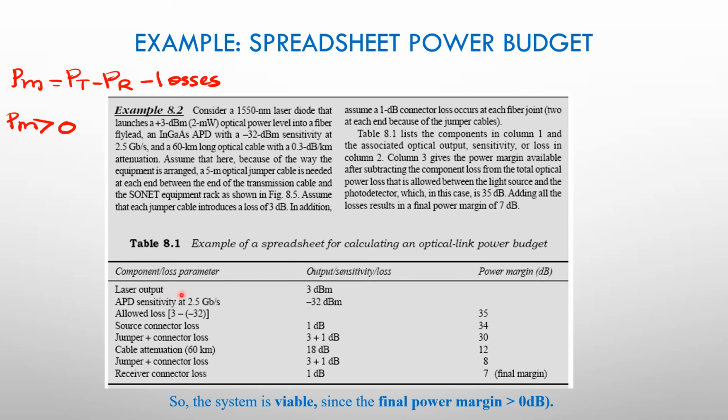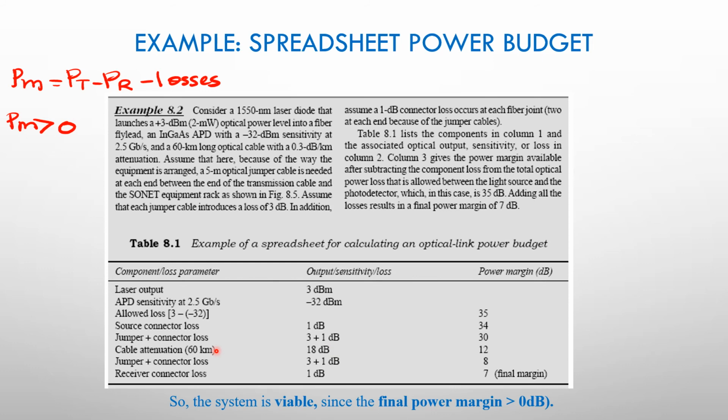So these are our components, and this is our power. Our laser, our 1550 nanometer laser, has a power transmit of 3 dBm. Our receiver sensitivity is negative 32 dBm. And then we have the source connector loss of 1 dB. At the source, we have the jumper plus the connector loss, which is 3 plus 1 dB, which is 4 dB. And then we have the cable attenuation.